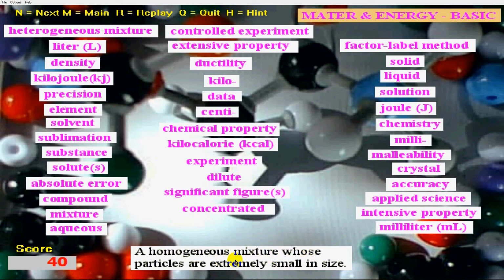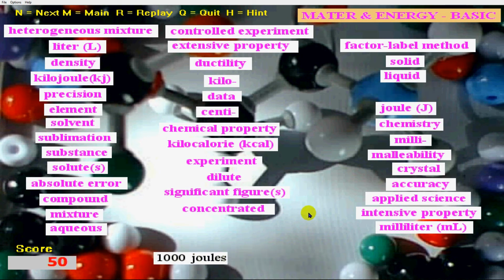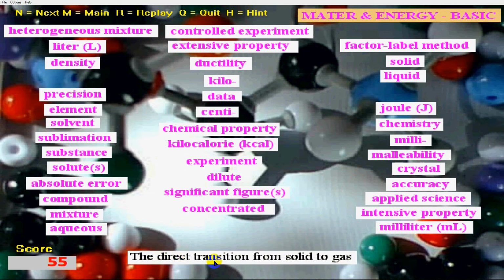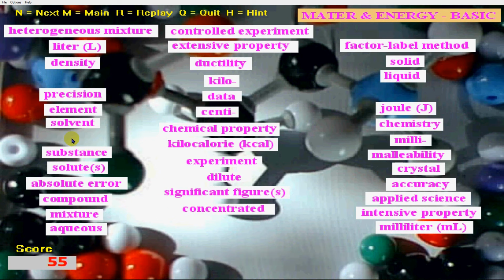Okay, let's say we didn't know what the answer was. If I hit the H key on my keyboard, now you notice my score is 40. Hit the H key, I lost 10 points. This went down to 30. And here's my solution. That was the answer. 1,000 joules is a kilojoule, but let's say we didn't know. We hit the H key, and now we got kilojoule. Direct transition from solid to gas is sublimation, and so on. So you keep going through the program like that.